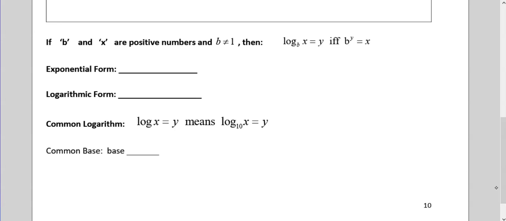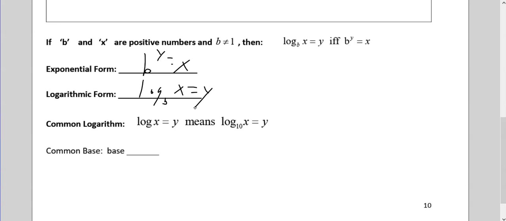So if b and x are positive numbers and b is not 1, then we have this new statement. Log, like we just had, log base b of x equals y if b to the y equals x. So our exponential form is that thing we've been doing for quite a long time, b to the y equals x. And the new log form is log, b for base, of x equals y. And we'll get into what this means.